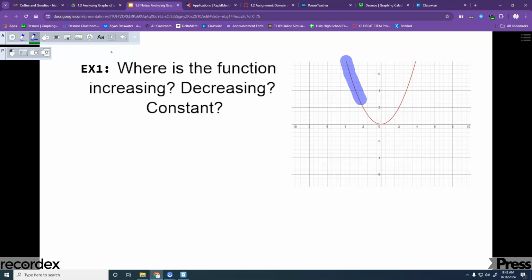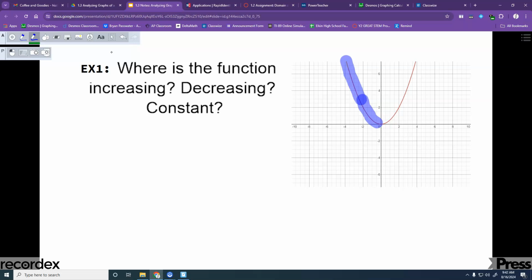Okay. All right, so over here, am I increasing or decreasing? Decreasing. All right. Do I decrease the whole time? Nope. Right here, I stop decreasing. All right, so what you need to know about this is that you're pretty much always doing domain for this, okay? You are not going to use the y-axis at all.